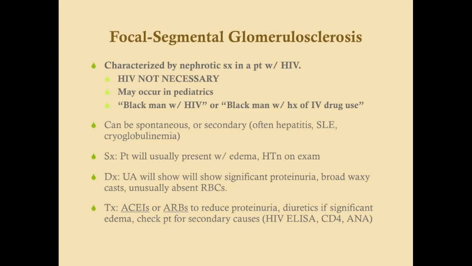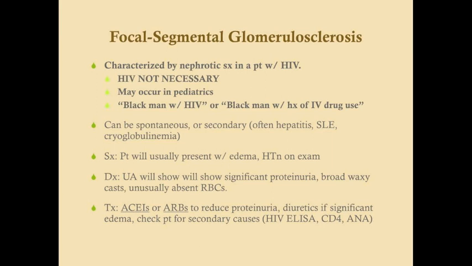This can be spontaneous or secondary, just like the Membranoproliferative, and the symptoms are usually going to be nephrotic, so edema and hypertension on exam. This one stands apart from all the other ones we've talked about in that on the urinalysis, you're not going to see red blood cells. I don't know why that happens, but what you will see is significant proteinuria and these broad waxy casts, which are just basically protein turned into casts. So proteinuria, broad waxy casts.